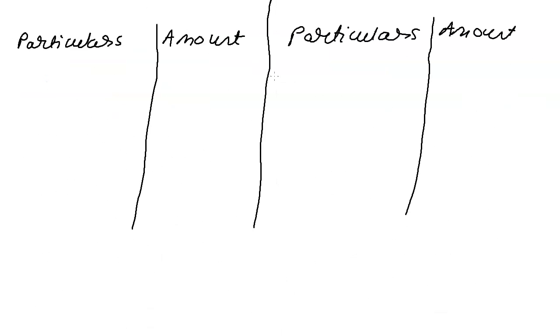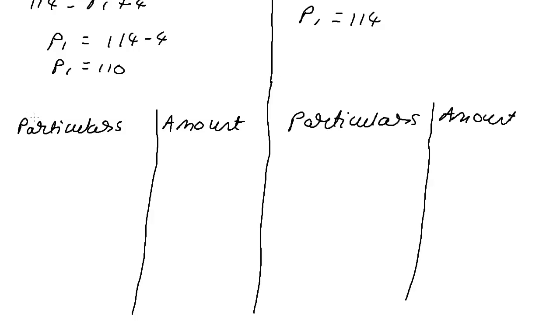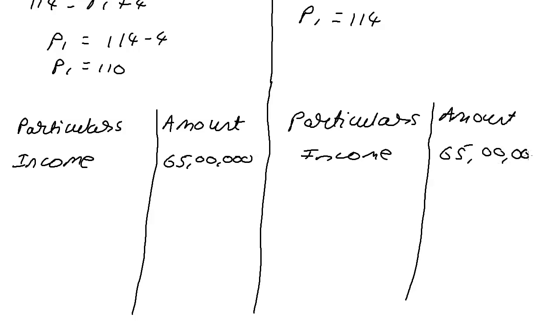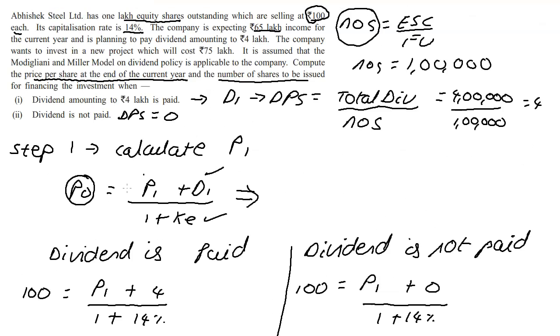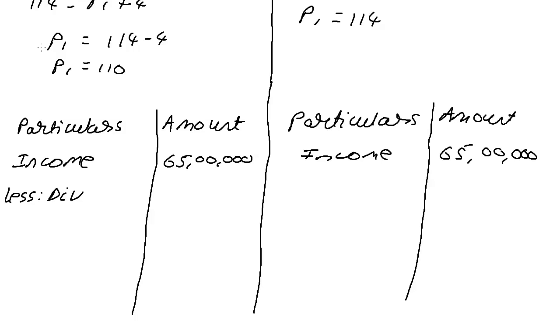So if you're making an income of 65 lakhs, okay, we could have actually combined the tables and had two amount columns next time. Income is 65 lakhs. From that, we subtract the dividend. The dividend in this case, again, we've seen it upstairs. They're saying they're going to pay a 4 lakh dividend, 0 dividend. Okay, so we have 4 lakh dividend.